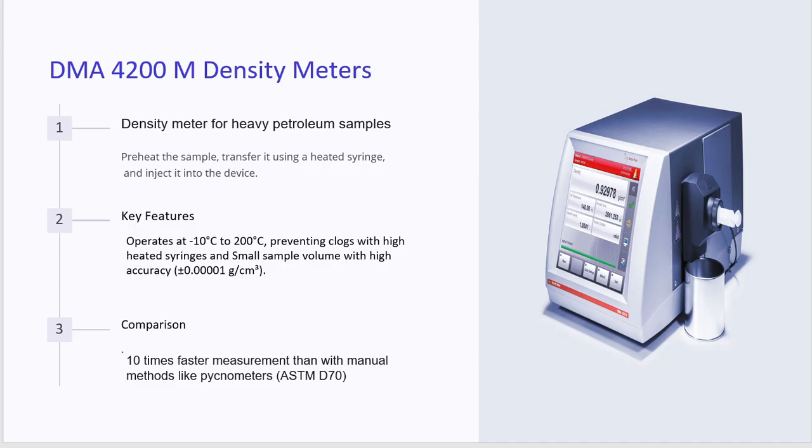For heavy petroleum samples, you preheat the sample, transfer it using a heated syringe, and inject it into the device. Now, while we're talking about key features, we can operate it from minus 10 degrees Celsius to 200 degrees Celsius, preventing clogs with a heated syringe and a small sample volume with high accuracy.